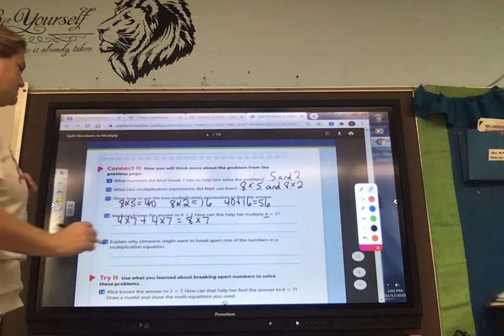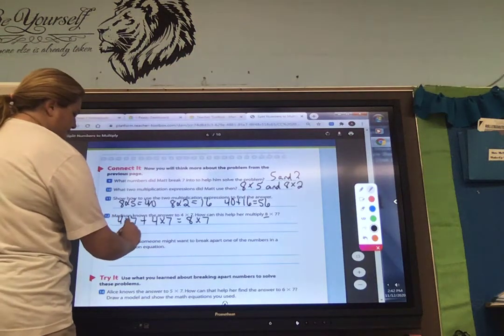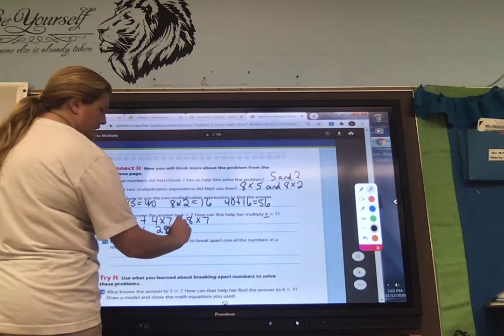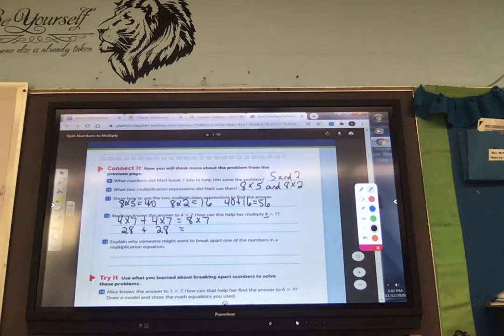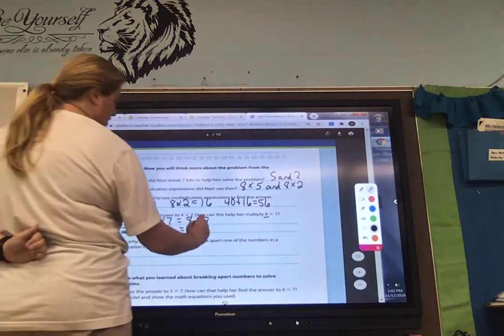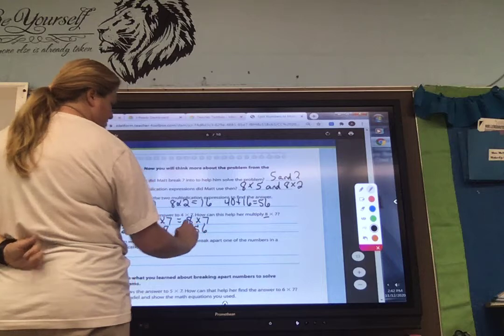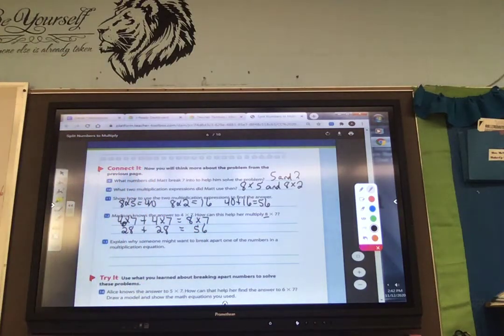If 4 times 7 is 28, all she needs to do is add 28 plus 28. And that will tell her 8 times 7. What is 28 plus 28? 8 plus 8 is 16. 2 plus 2 is 4, plus 1 is 5. Guess what 8 times 7 is? It's the same answer, 56.